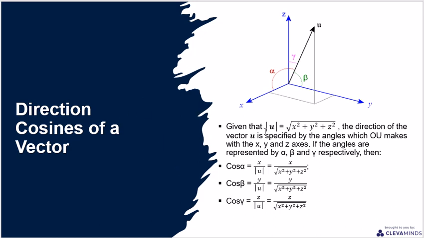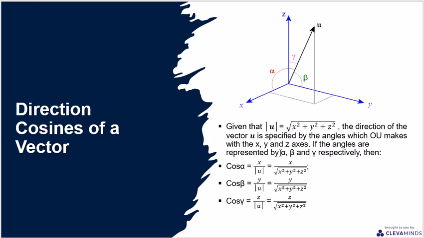Given that the modulus or the magnitude of the vector u is this, I gave you that formula in the previous section. The direction of the vector u represents the resultant of the unit vectors along x, y, and z in this diagram. Please take note of that. It represents the resultant of the unit vectors along the x, y, and z axes.